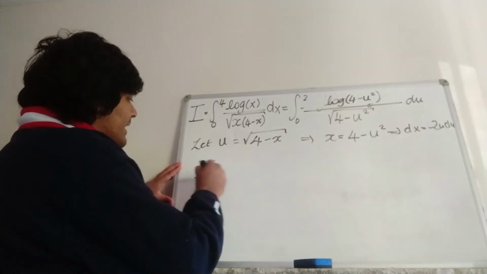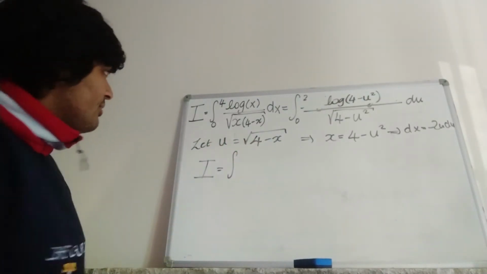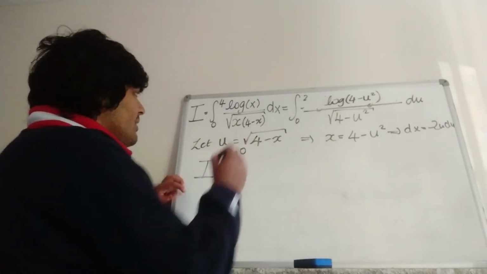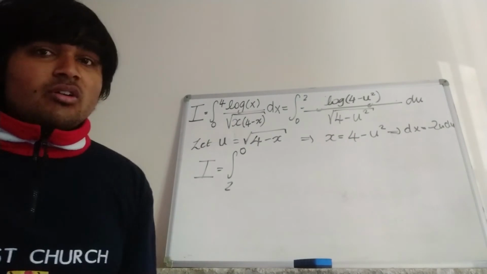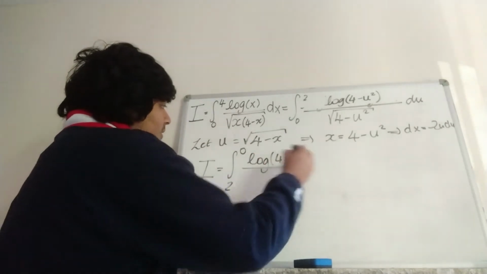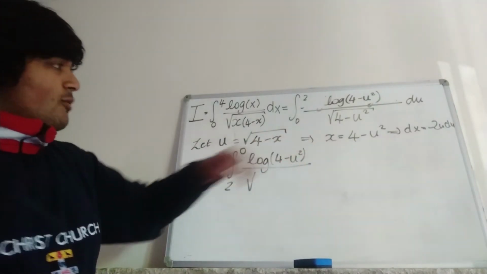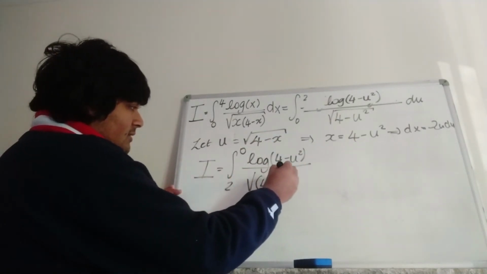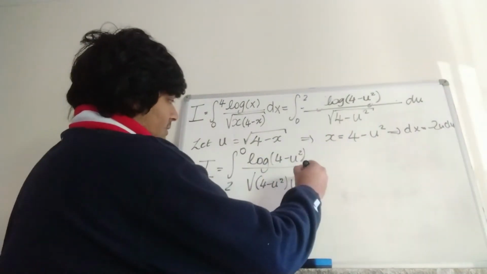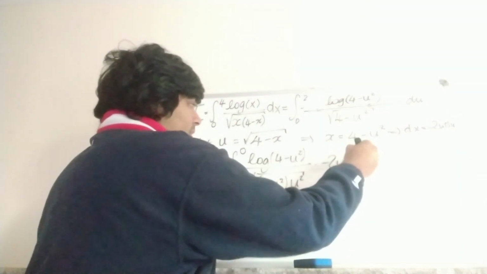Okay, so let's plug that all into this integral here. We're going to then get that I is equal to the integral from, when x is 0, we can see that u is just the square root of 4, which is 2. And when x is 4, we get 4 minus 4, which is 0, so u is the square root of 0, which is 0. Cool. Log x now is just log of 4 minus u squared. And the denominator is this guy here: the square root of x, which is 4 minus u squared, times 4 minus x, but 4 minus x is just u squared. And then dx is just minus 2u du, like so.